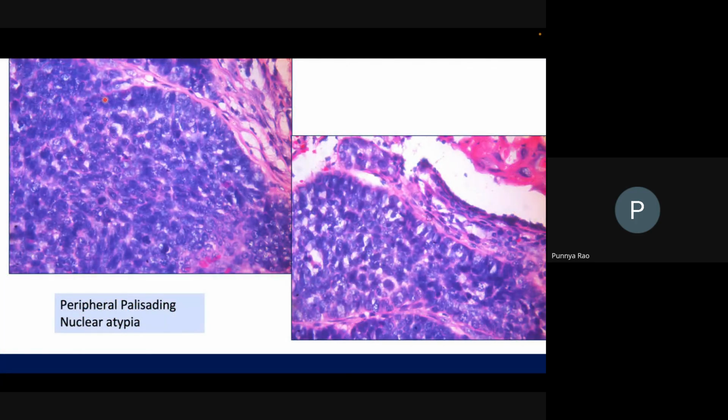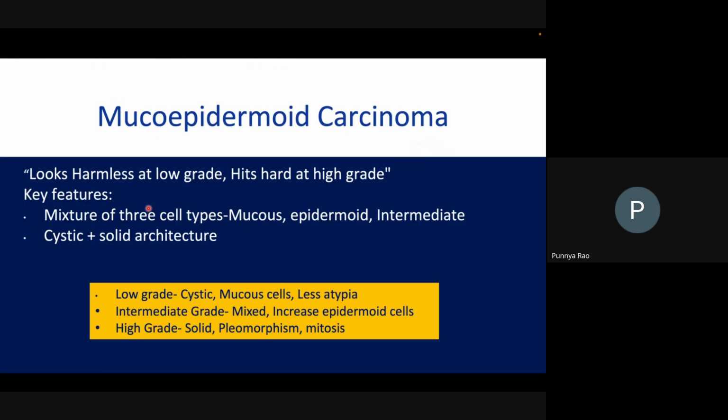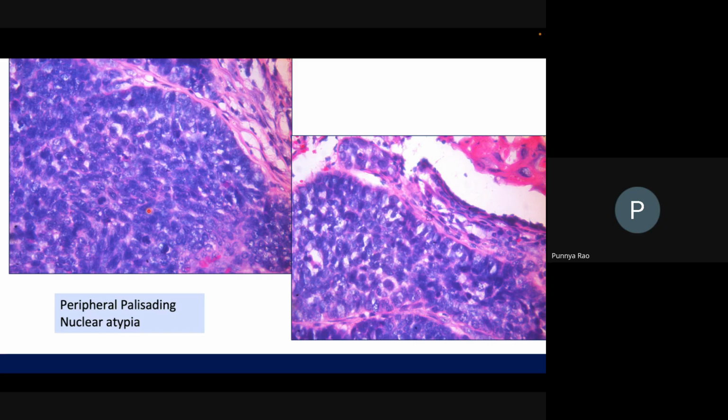So the types of cells that you see, the peripheral cells are small. They're described as small, but they will have a palisaded arrangement, in the sense they are regularly arranged. The central cells are usually large. They will have a little bit of cytoplasm, and you can see there is some amount of mitosis, and some amount of nuclear atypia can be appreciated. So this was the case of basal cell adenocarcinoma.